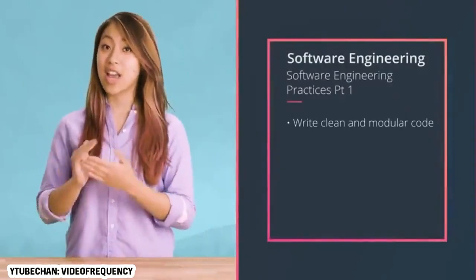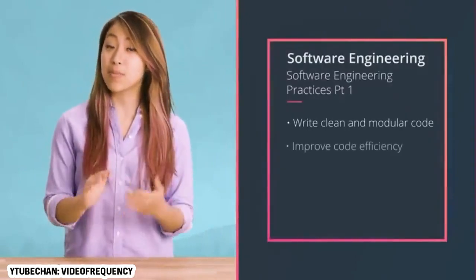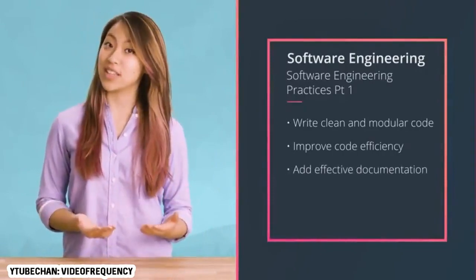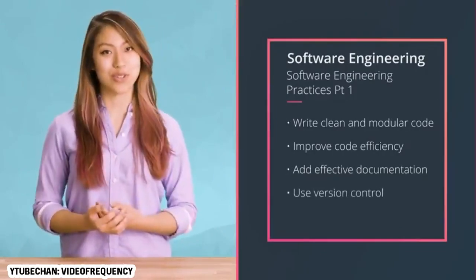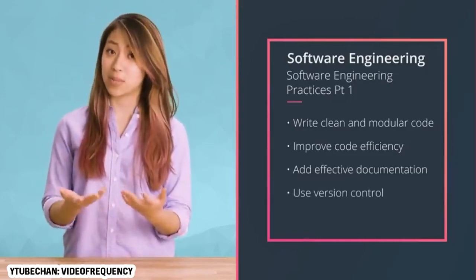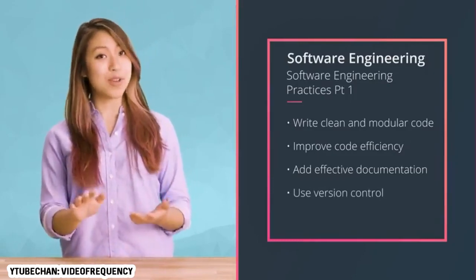Welcome to part 1 of software engineering practices. Here, we will go over a few techniques that we can adopt as data scientists to be better developers and prepare for production-level code. You will learn how to write clean and modular code, improve your code's efficiency, document effectively, and use version control.